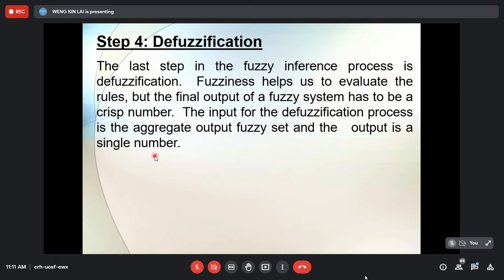It gives you a single number. Back to the example of your lab, trying to find out how much tip I should give. You can't tell the user, just give a generous tip, or an average tip, or a small tip. I want to know the actual number. I want to know how much power I should give to stop my car, right? If you're looking at the fuzzy braking system, things like that. But you need a single number. So this is obtained from your defuzzification process.